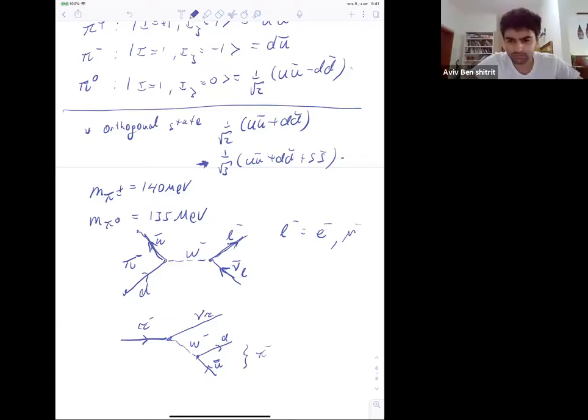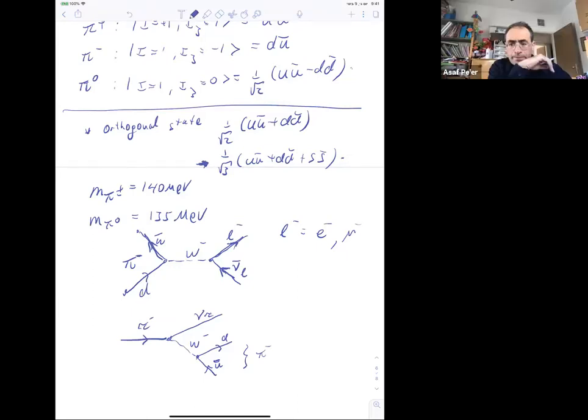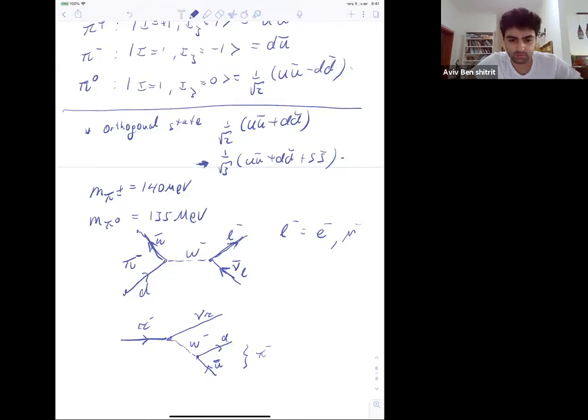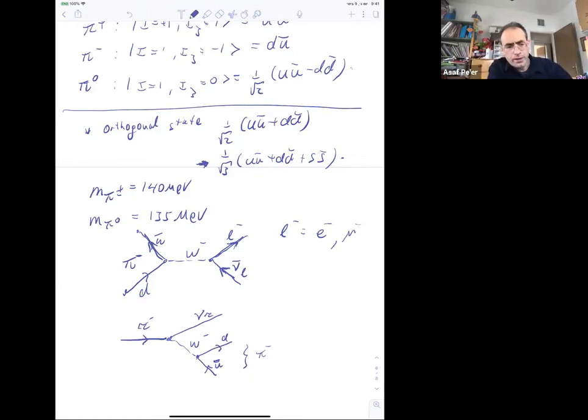I have a question. Yeah. The W particle is heavier than all of these. Why can't it decay into something that's lighter than it but still heavier than the pion? The W is a virtual particle, right? We never see it as a free particle.